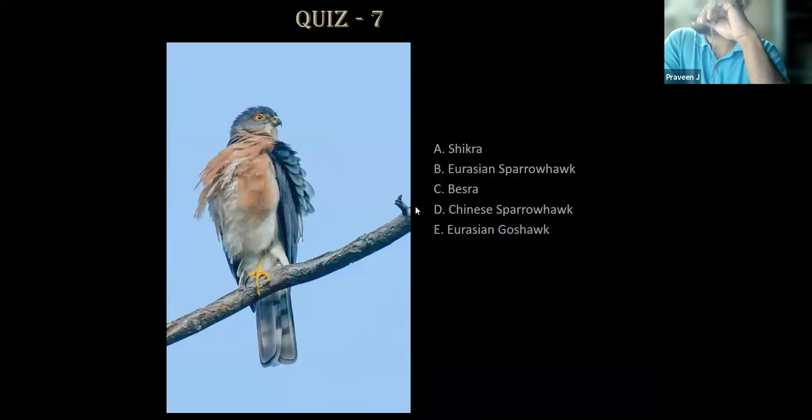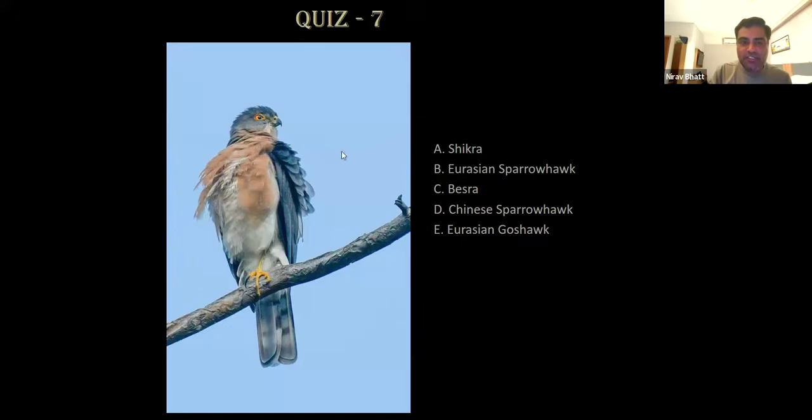39% Besra, 36% Chinese Sparrowhawk, 12% Eurasian Sparrowhawk, 10% Shikra, 3% Eurasian Goshawk. Okay, so there is a mix of everything. So why is it not a Chinese Sparrowhawk? Because the second most common answer was Chinese Sparrowhawk. A Chinese Sparrowhawk adult male would have dark, black eyes. This one has yellow eyes.